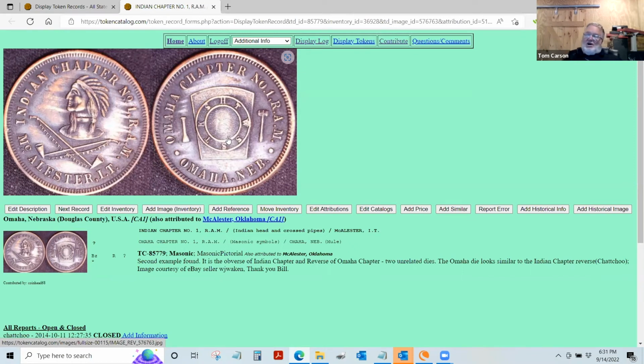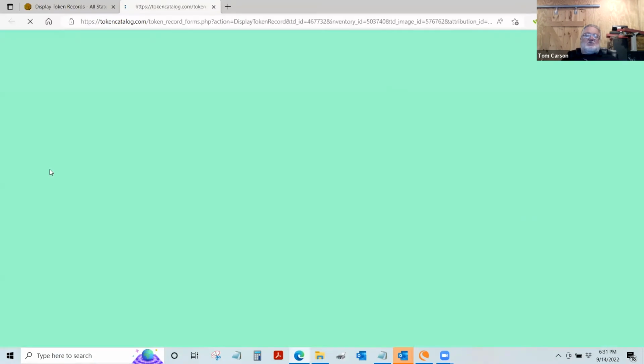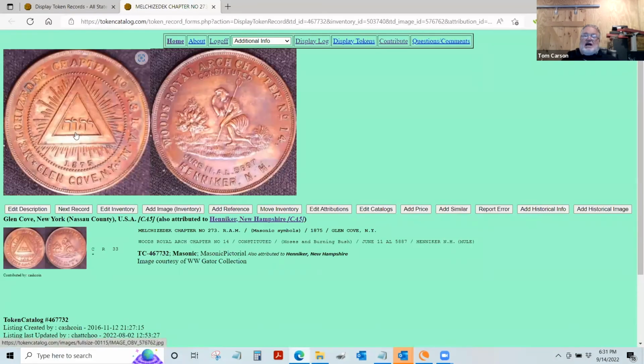Now, the Omaha looks a little similar. The reverse looks a little similar, but this is a very unusual mule. We know of 2 of them. Then this one was real interesting. This was out of Virgil Brand's collection.